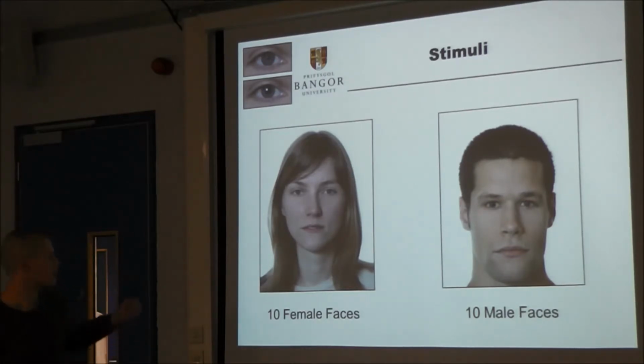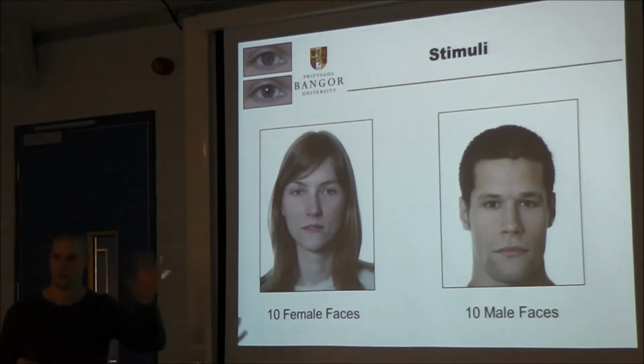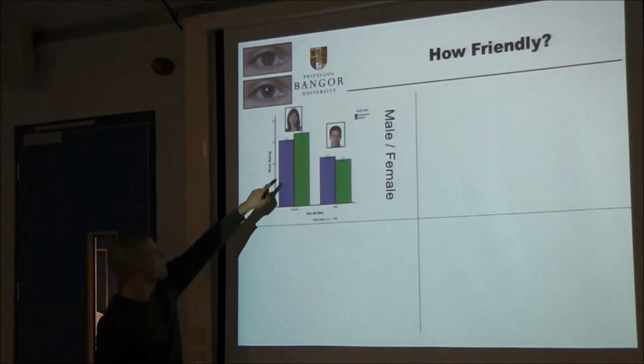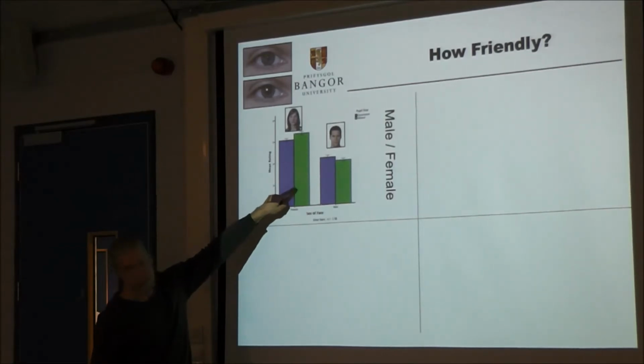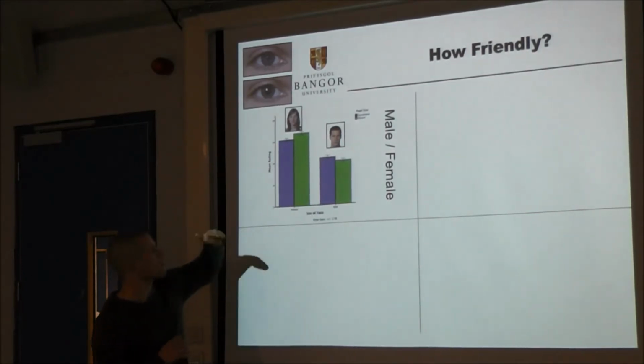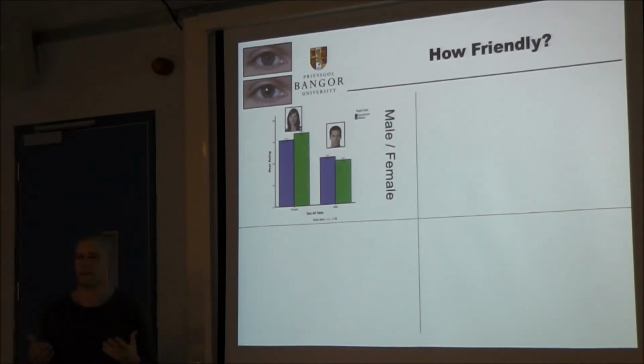So in this first study, we have 10 female, 10 male faces. Half of each sex group are going to be in the big pupil condition and half in the small pupil condition. And what's really interesting is we see this effect as predicted. Higher friendliness ratings to female faces whose pupils previously dilated than to previously constricted, and interestingly, the opposite for male faces. So previously constricted faces get higher friendliness ratings than those whose pupils previously dilated.